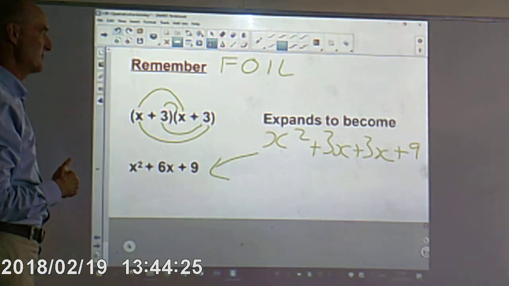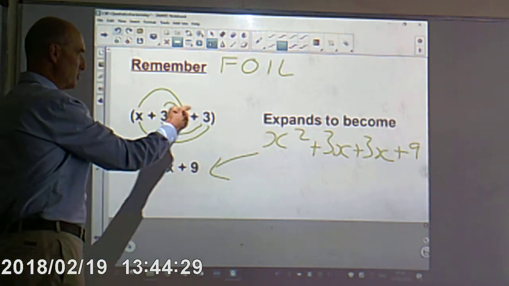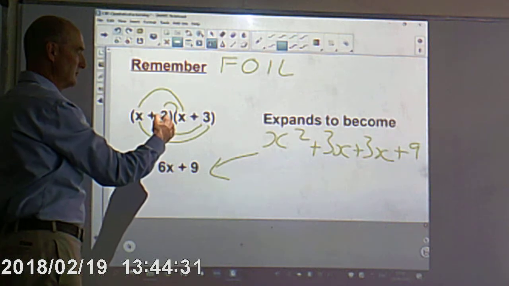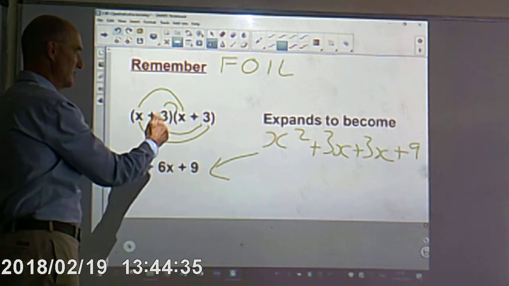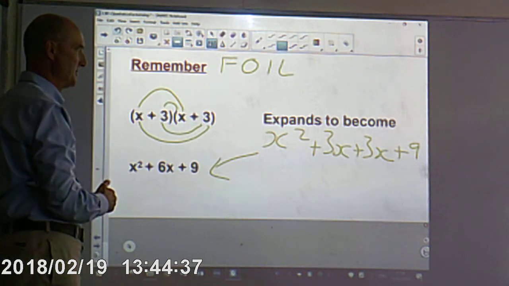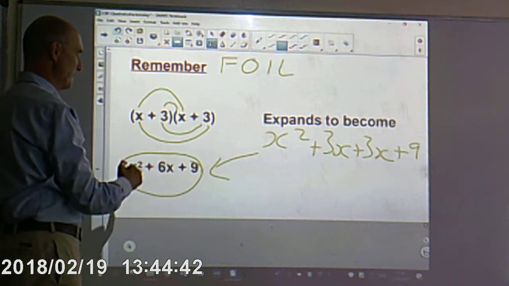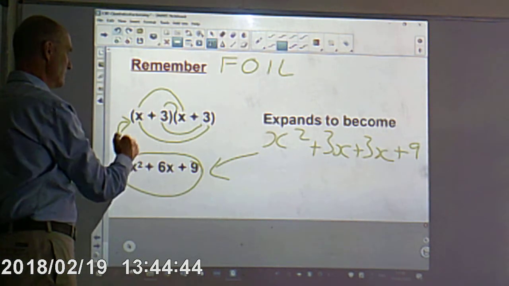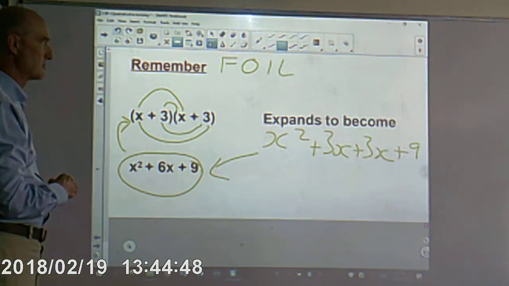So that's expanding out two brackets. And you'll note two numbers in here add to make 6, multiply to make 9. And that's the key to taking a quadratic expression like this and factorising it, which means putting that quadratic expression into two brackets.